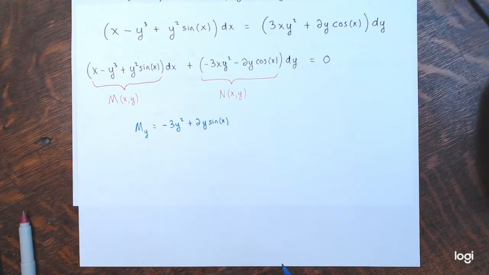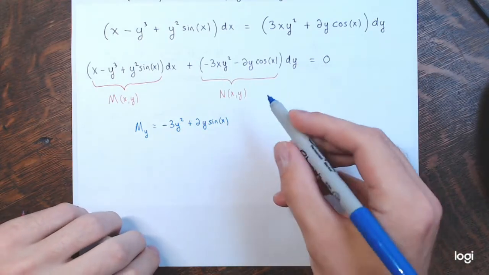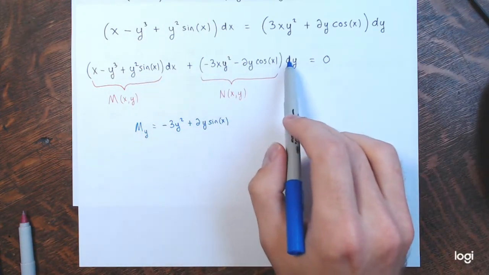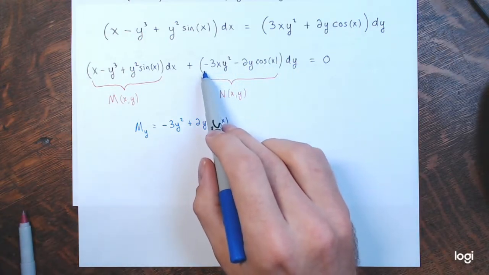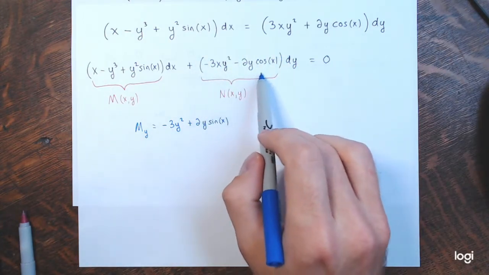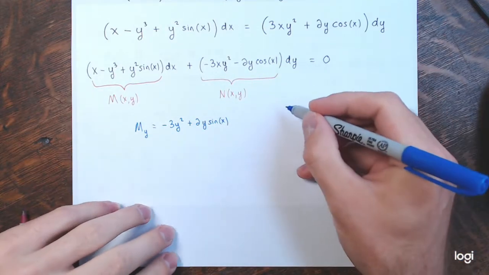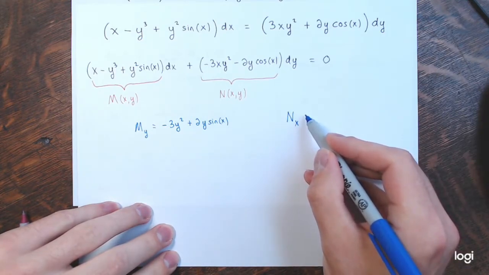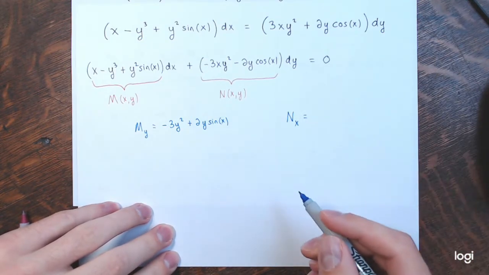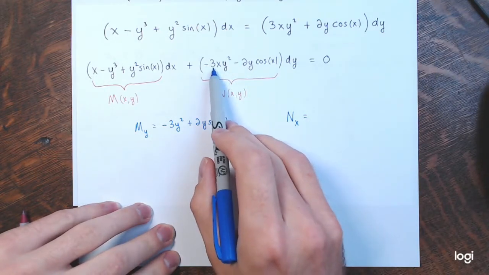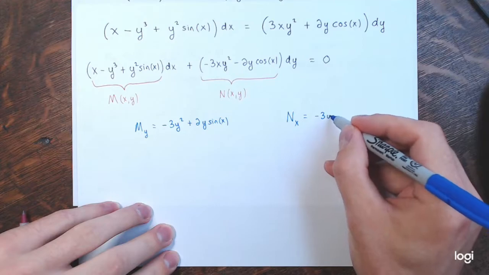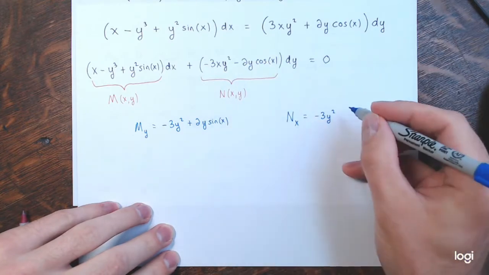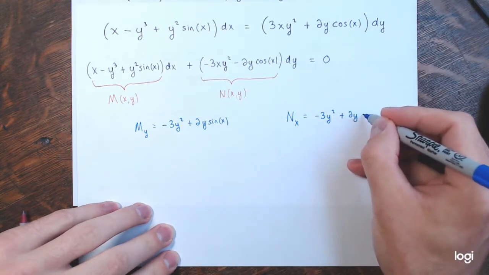Okay. And then let's see if that's equivalent. Again, if this is a total differential of some function called f, then this expression would be the partial of f with respect to y, and then the mixed partial would be taken with respect to x. So I take the partial derivative of N with respect to x, treating y as a constant. So this would be negative 3y squared, and then minus 2y times negative sine x. So plus 2y times the sine of x.